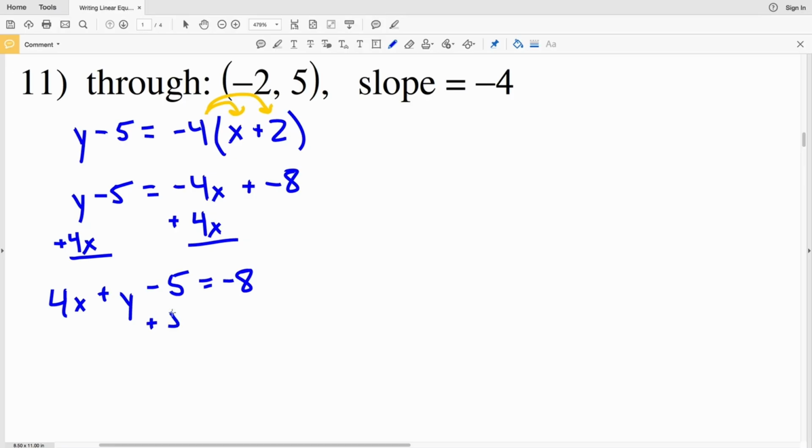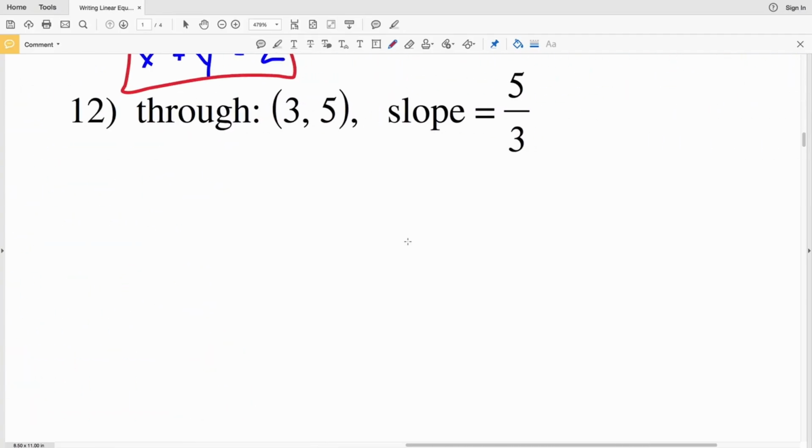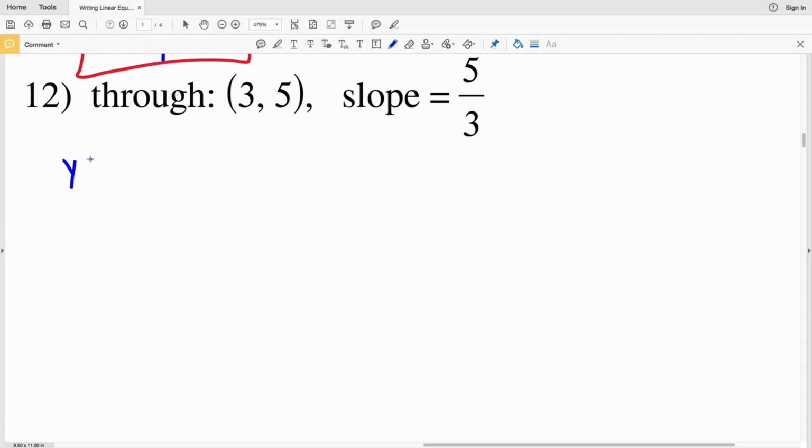Now all we have to do is add 5 to both sides. We'll have 4x plus y equal to a negative 3. ax plus by equals c. So 4x plus y equals negative 3 is the solution for number 11. Number 12, y minus y1, y minus 5 equals m, 5/3, times x minus x1, which is 3.